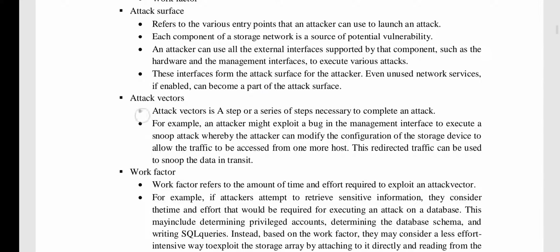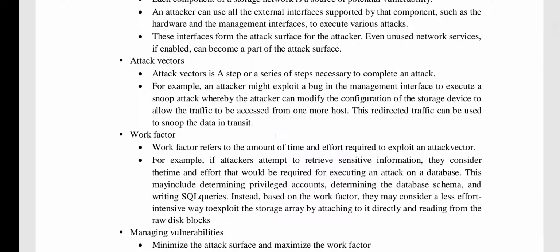Okay, then attack vectors. Okay, that is the supplementing ones. It is a step or a series of steps necessary to complete an attack. An example is given. Okay, that is for example the snooping attack.